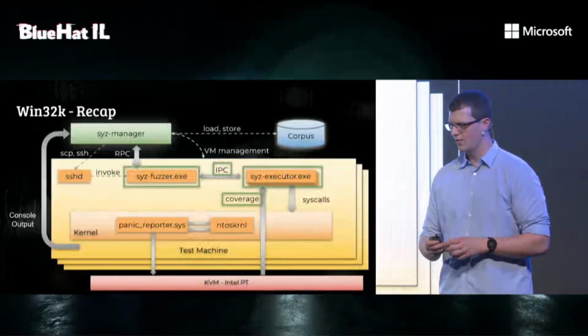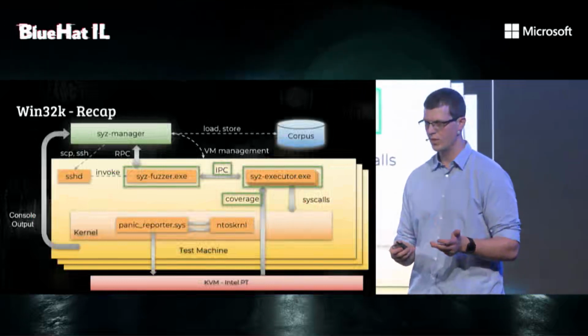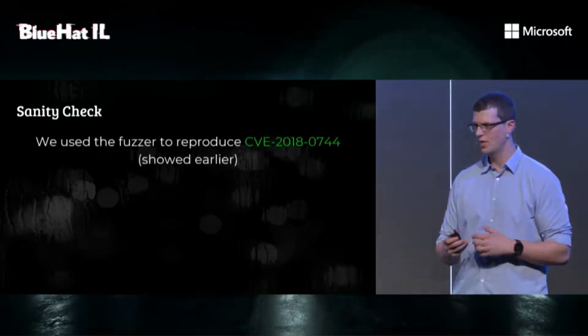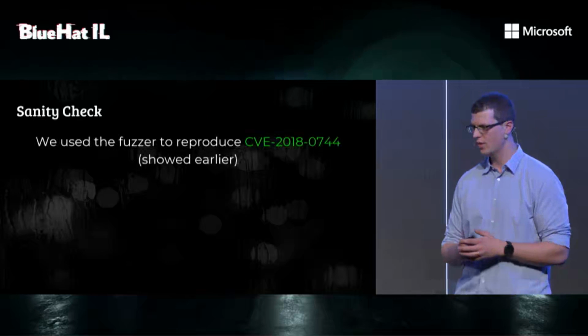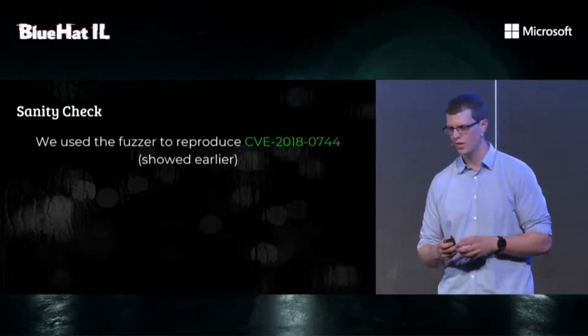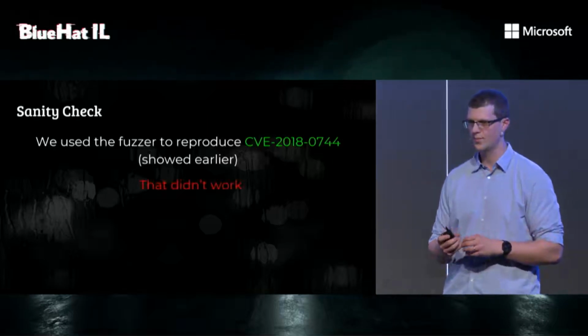So quick recap: fuzzer check, IPC check, executor check, coverage check. What did we forget? Sanity check. So we took our fuzzer for a spin, and we tried to reproduce CVE-2018-0744, which we showed before. But the fuzzer wasn't able to reproduce the bug.